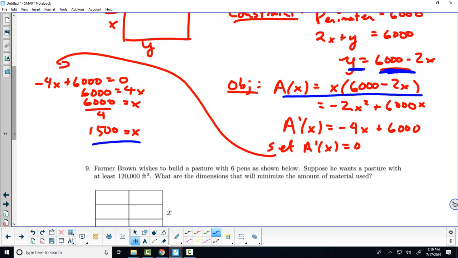I'd like to somehow use the theorem from the previous page. So I have just shown that we've got a critical point there, and it's the only critical point. Let me say critical number, since that's what I always use. It's the only critical number on the interval from 0 to 3000.